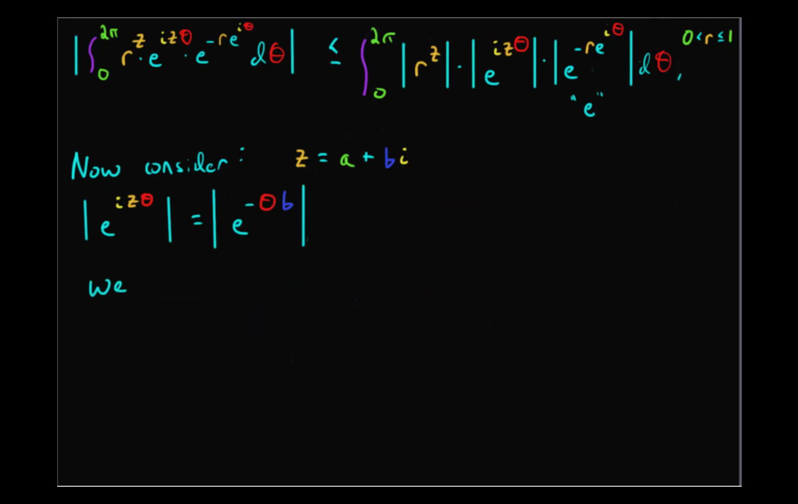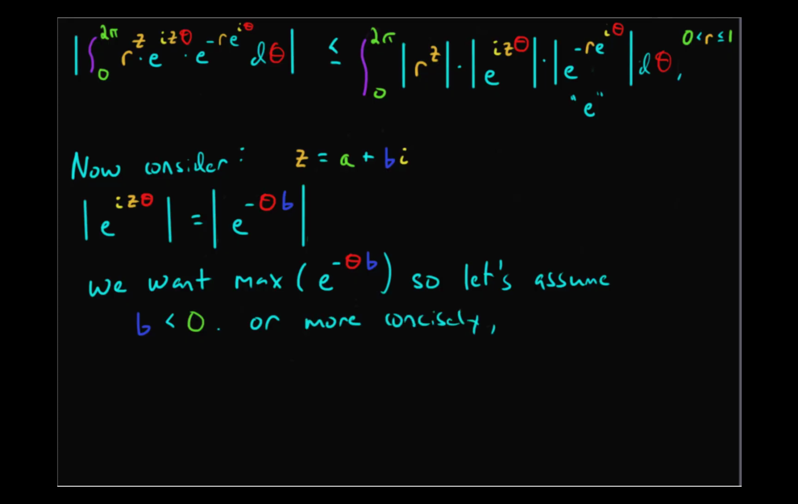So now we want to find the maximum possible modulus of this expression e to the negative theta b. And because we're raising e to some power, obviously we want negative theta times b to work out to be a positive number. That's going to make e to the negative theta times b as large as possible. How do we do that? Well, we already have that theta ranges between 0 and 2 pi, so to make the expression negative theta times b positive, we need to assume that b is a negative real number.